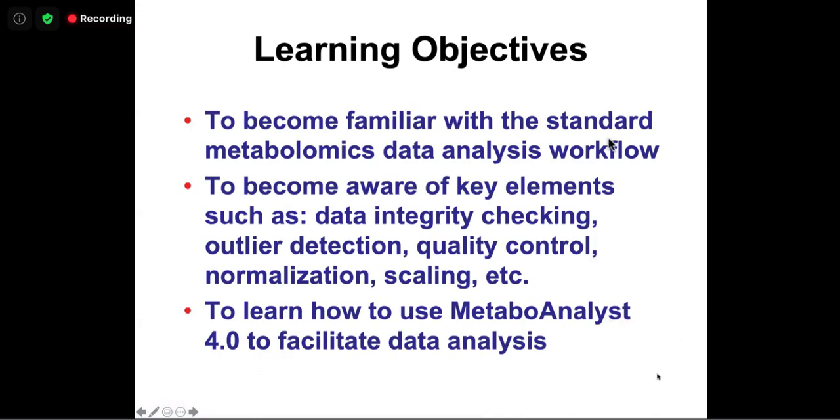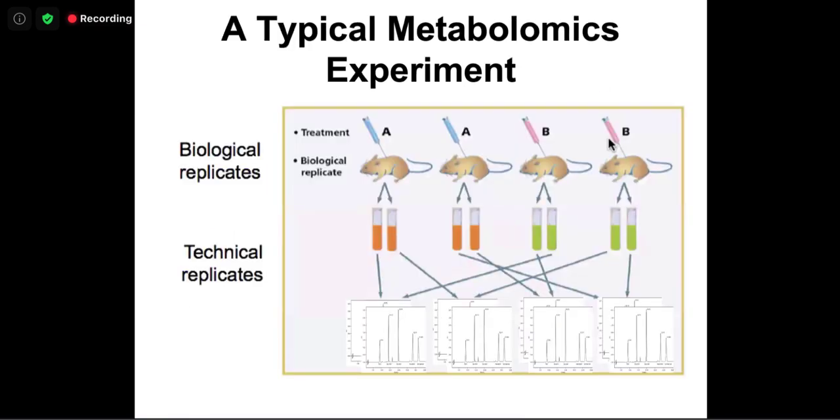So the objective is to be familiar with the standard metabolomics data analysis workflow and to be aware of the key elements of data integrity check, outlier detection, quality control, normalization, and scaling. There are a lot of questions asked, but here we will show how to do it within MetaboAnalyst and how to use MetaboAnalyst 4.0 to facilitate data analysis. The current version is 4.0, probably 5.0 is on the horizon. So hopefully there are a lot of cool features going to be introduced.